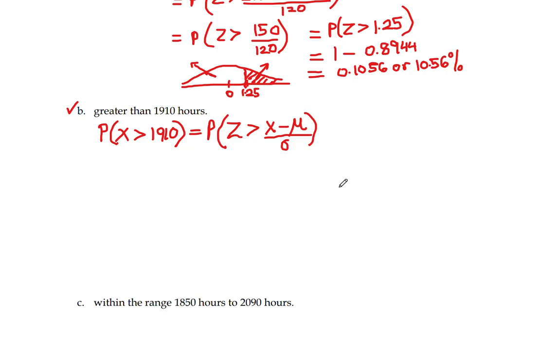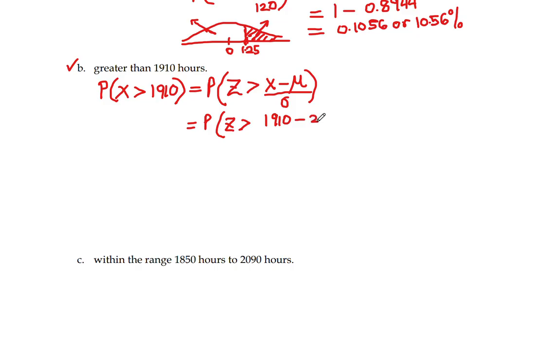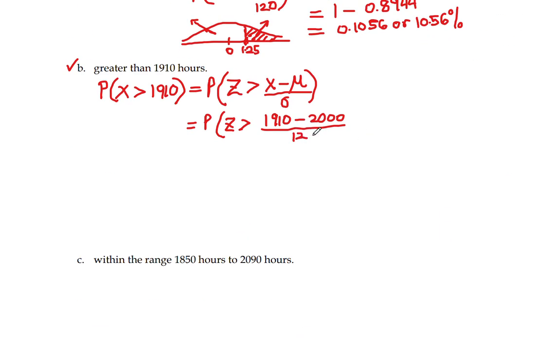And we will recall that x is the value for which we're calculating the probability. So I'm going to substitute here. So this becomes the probability that z is greater than x, which is 1910, take away mu. And mu is the population mean of 2000, so it's 1910 minus 2000, and we're dividing by the standard deviation sigma, which is 120. So we divide by 120 here, and then we're going to simplify. So this is the standardization process.